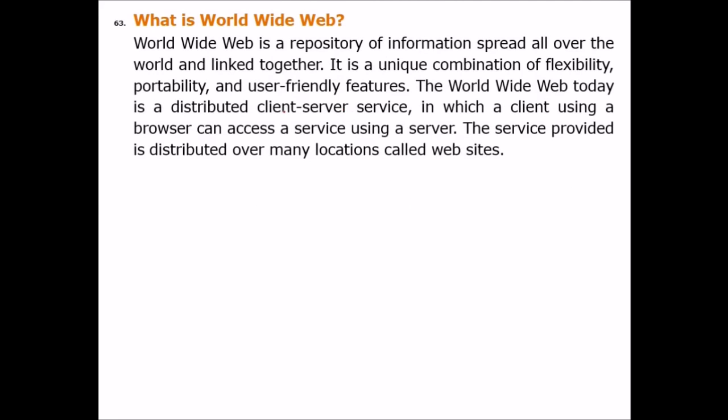What is World Wide Web? WWW. World Wide Web is a repository of information spread all over the world and linked together. It is a unique combination of flexibility, portability, and user-friendly features. So this WWW today is a distributed client-server service in which a client using a browser can access a service using a server. So the service provided is distributed over many locations called websites.